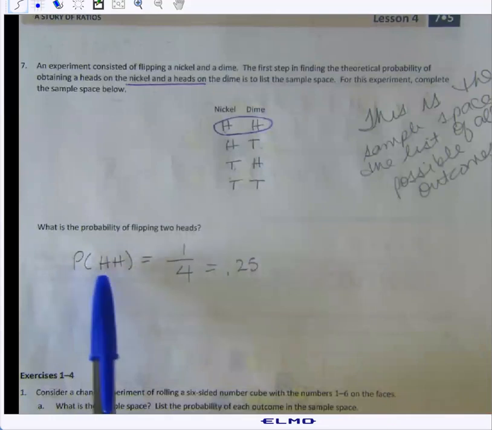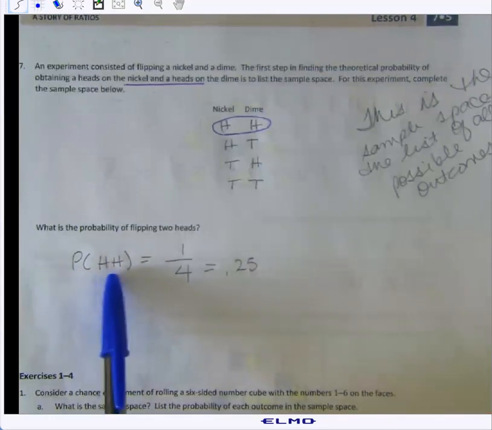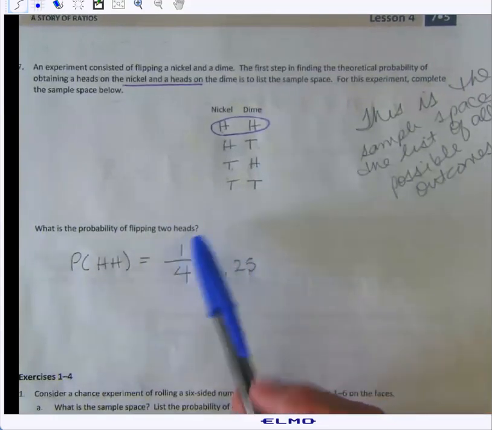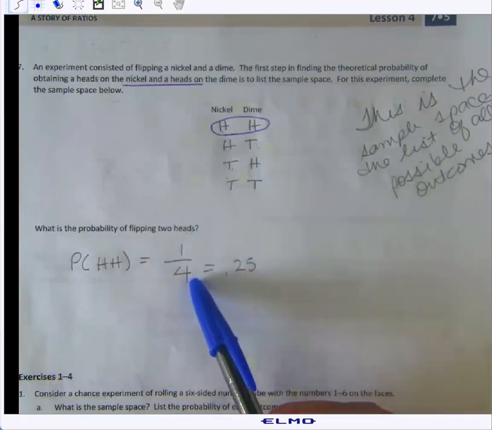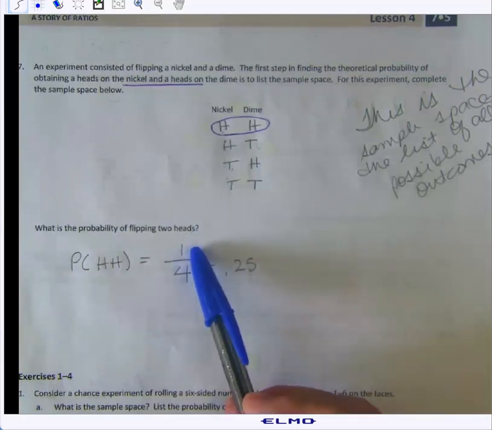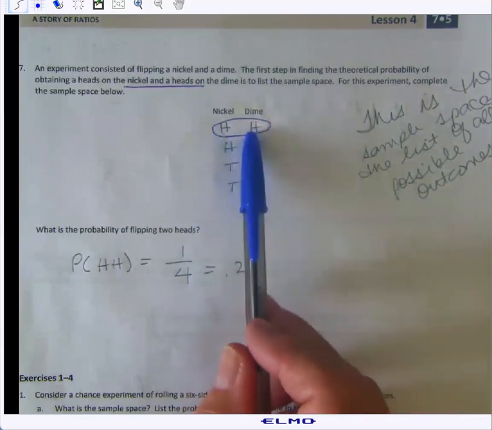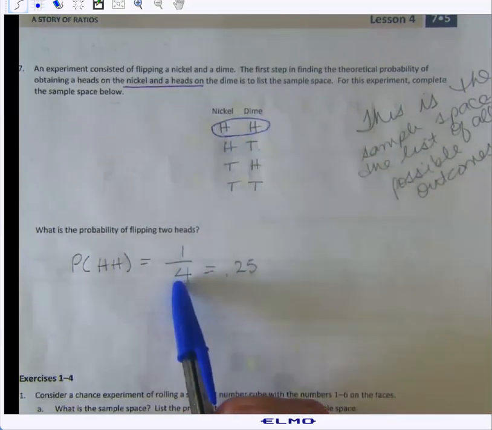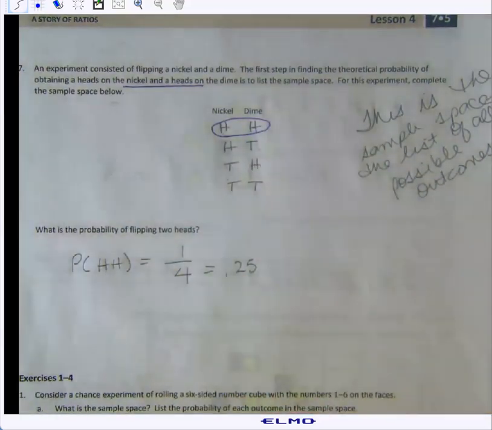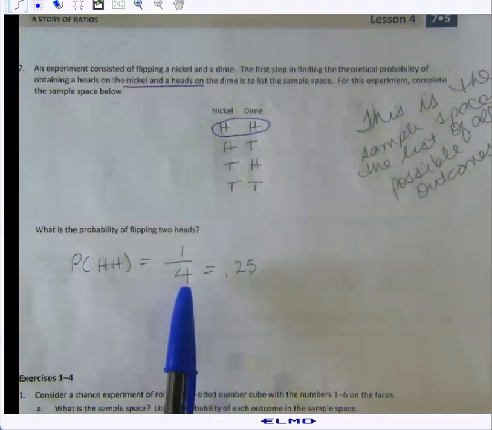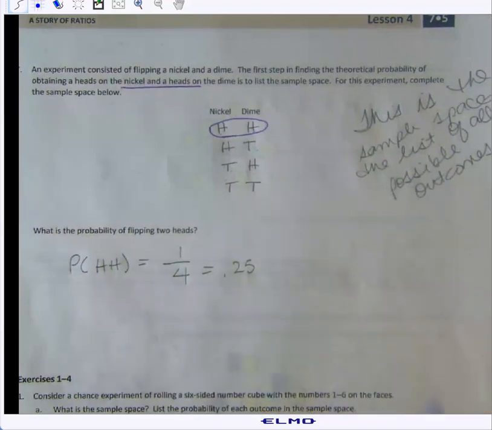So we say the probability of 2 heads, look at my notation here, is going to be 1 out of 4. So there's one favorable outcome. The favorable outcome is what you're looking for out of the total number of ways that this experiment could go. Okay, so that's the formula for theoretical probability. It is right here.